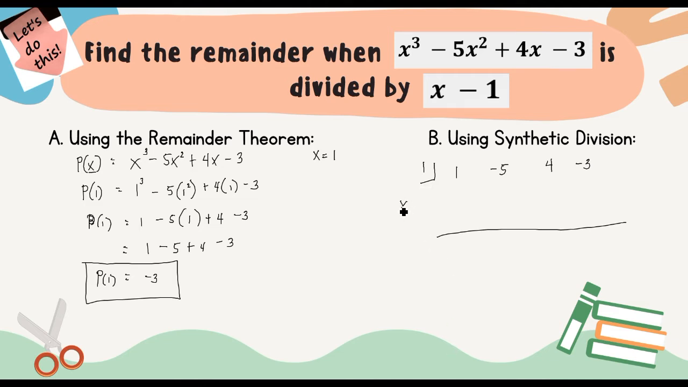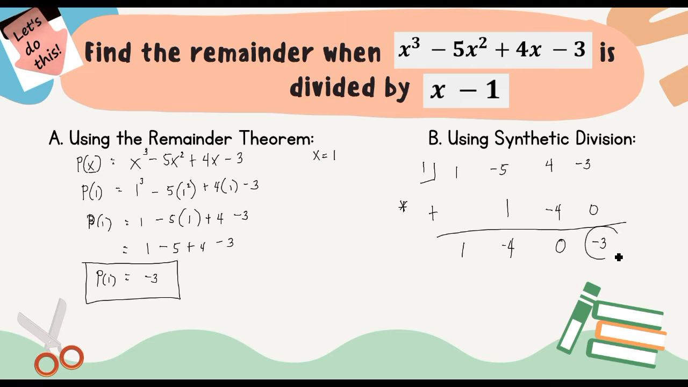So, ngayon, ang proseso po natin ay multiplication and addition. So, bring down natin yung unang term which is 1. 1 times 1 is 1. Negative 5 plus 1 is negative 4. Negative 4 times positive 1 is negative 4. 4 plus negative 4 is 0. 0 times 1 is 0. Negative 3 plus 0 is negative 3.